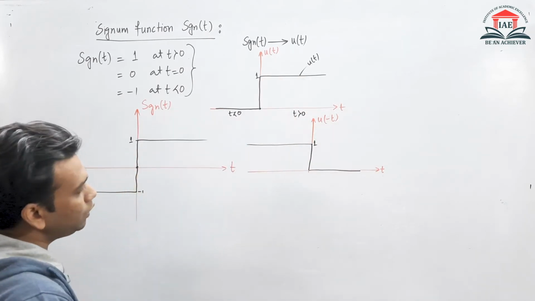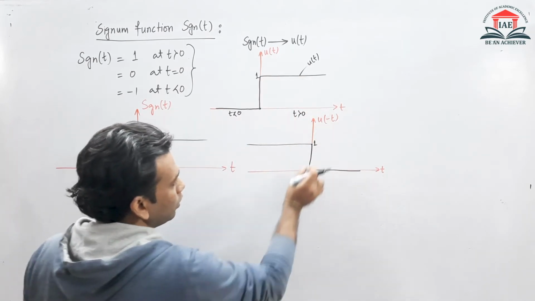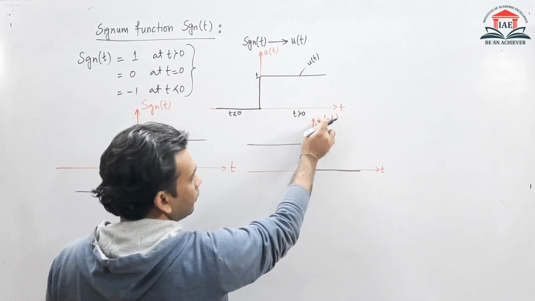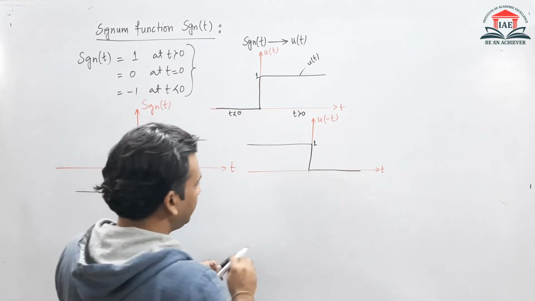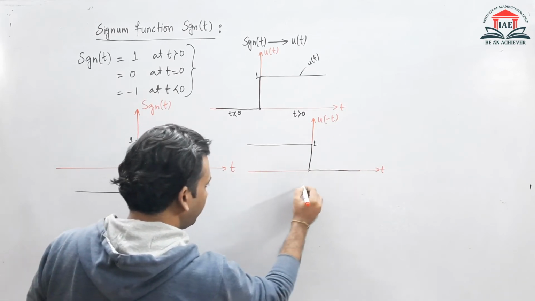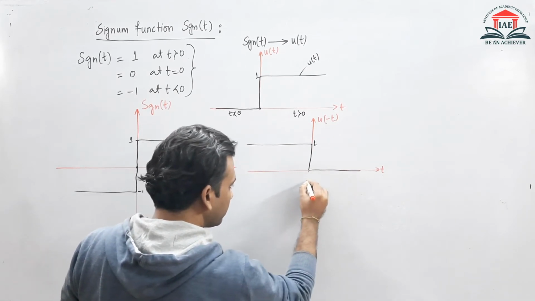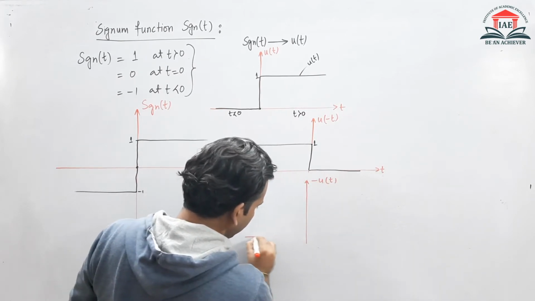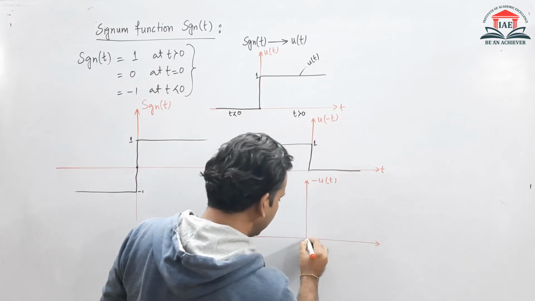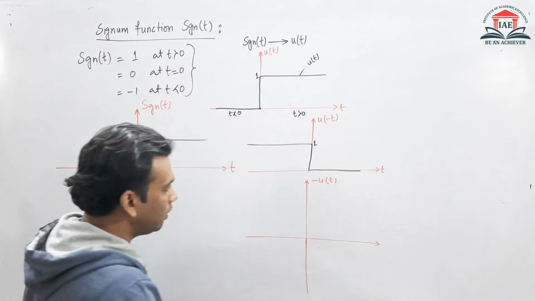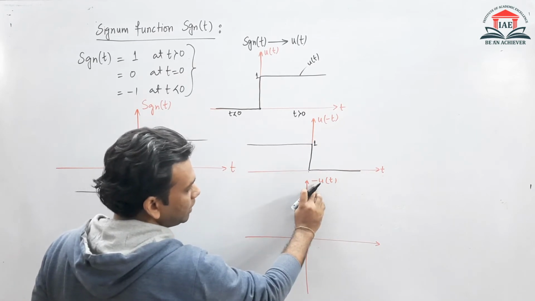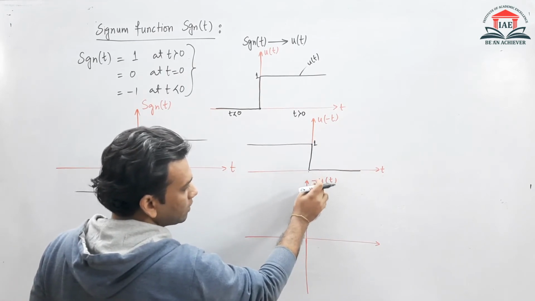Now what will we do if we put a negative sign, or negative 1, before the u of t? What will happen? That means let us draw the value of minus u of t. What will the graph look like? This is u of t. This is the amplitude scaling, meaning here I have put minus 1.